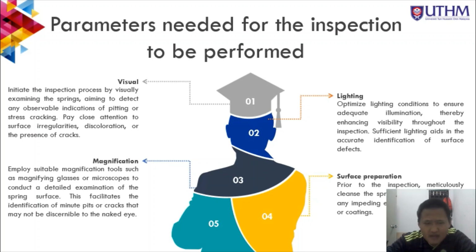For the magnification, employ a suitable magnification tool such as a magnifying glass or microscope to conduct a detailed examination of the spring surface. This facilitates the identification of minute pits or cracks that may not be discernible to the naked eye. And for the surface preparation, prior to the inspection, meticulously clean the spring surface to eliminate any impeding element like dirt, debris, or coating.